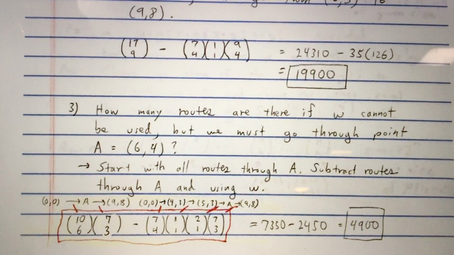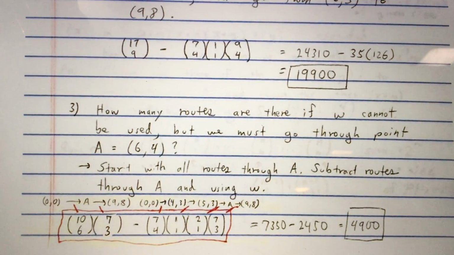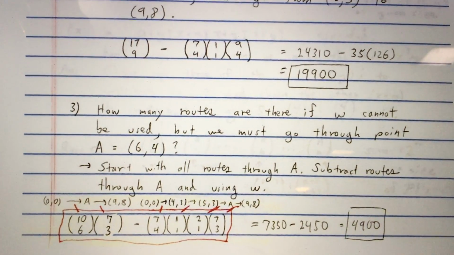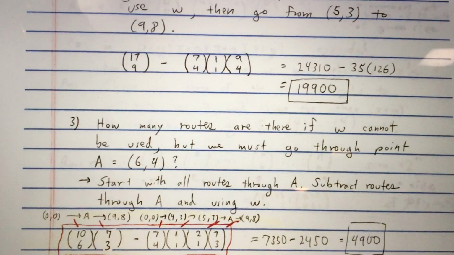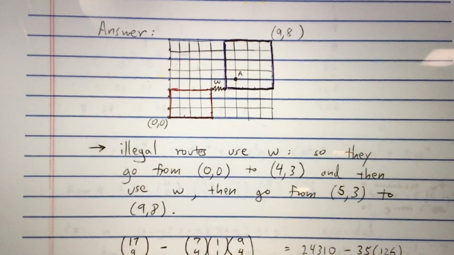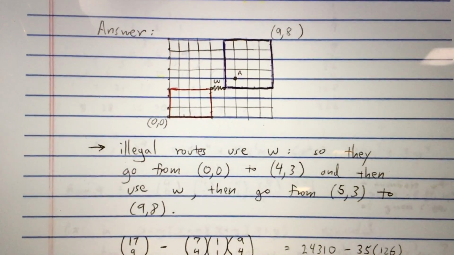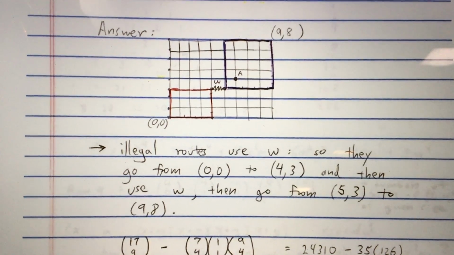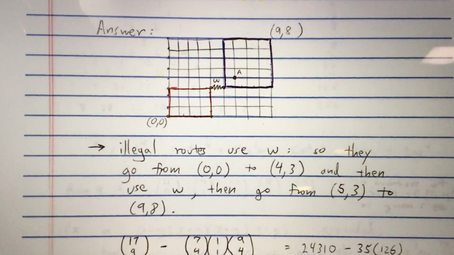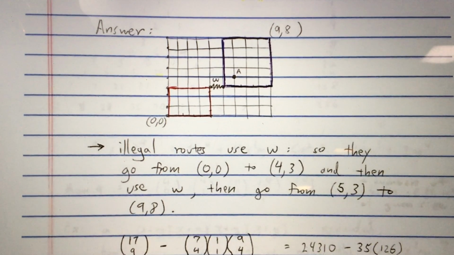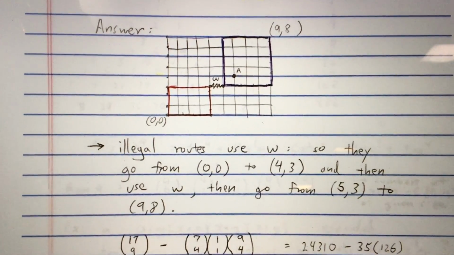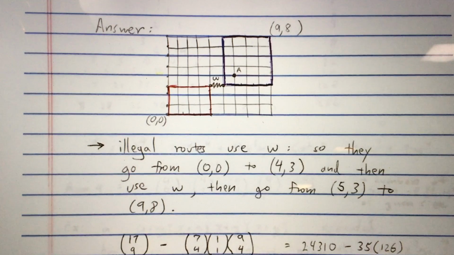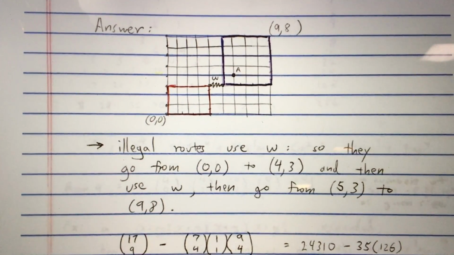So here's the way to get the routes through A first. So I'm saying it's 10 choose 6 and 7 choose 3. That's because if I look back at the picture, to get to A is at 6, 4. So there's 10 steps to get there. And I need to choose 6 east steps. Of course, 10 choose 4 would also work, but I used 10 choose 6.